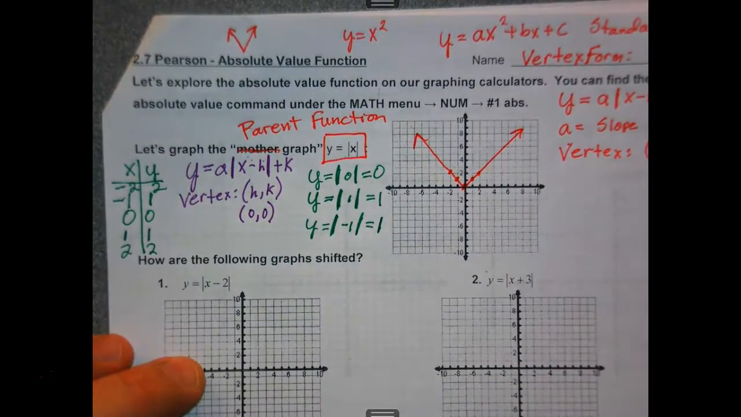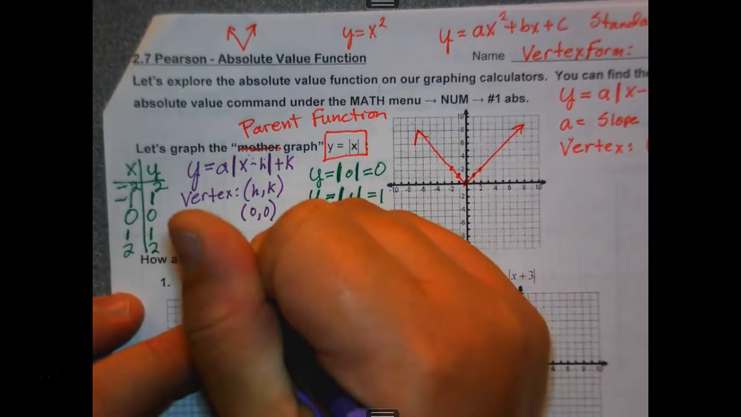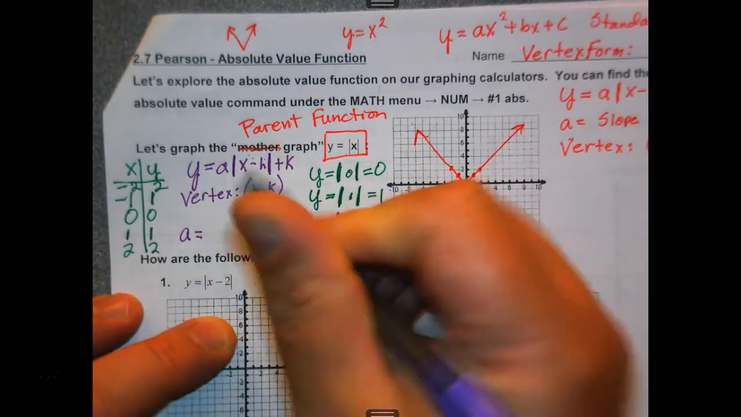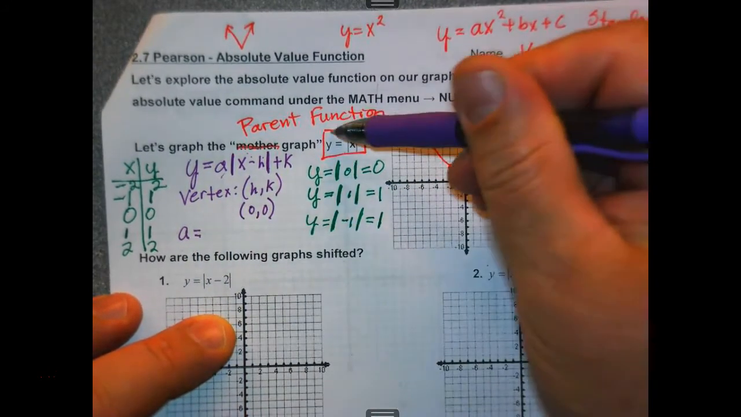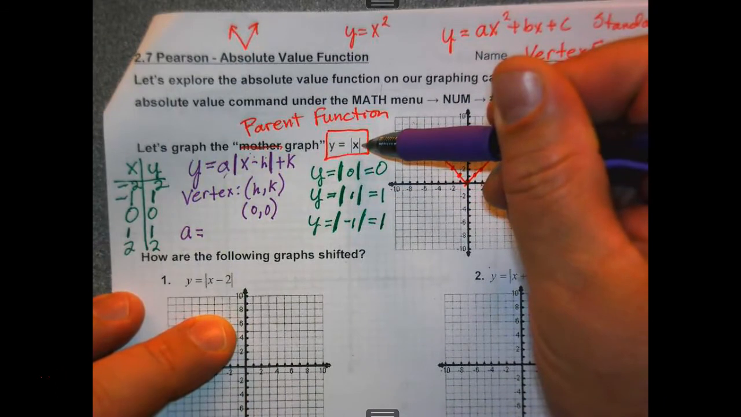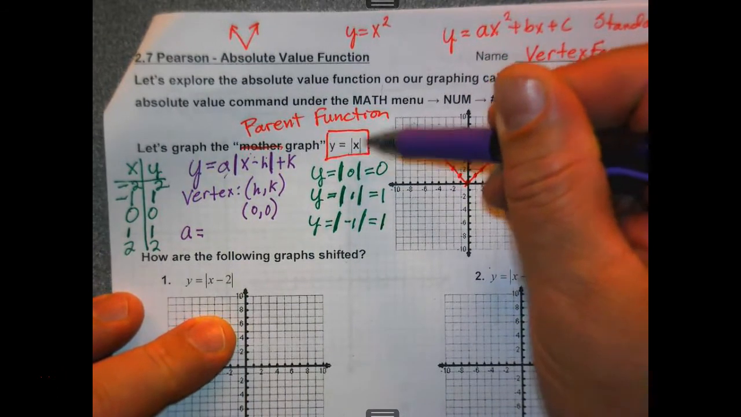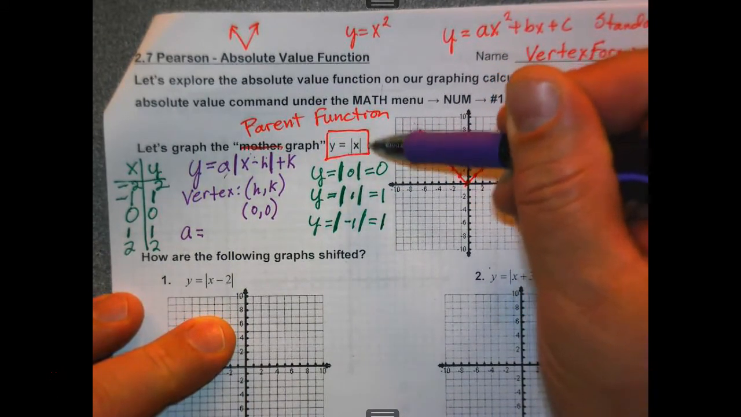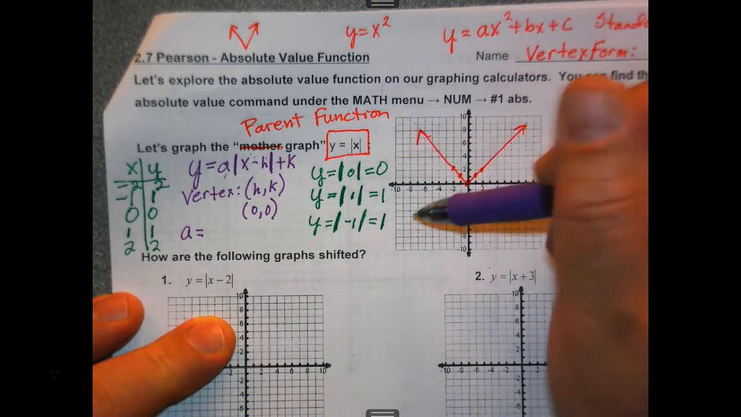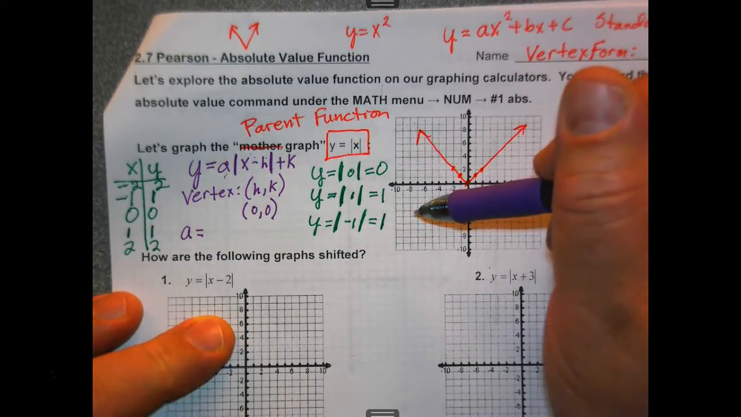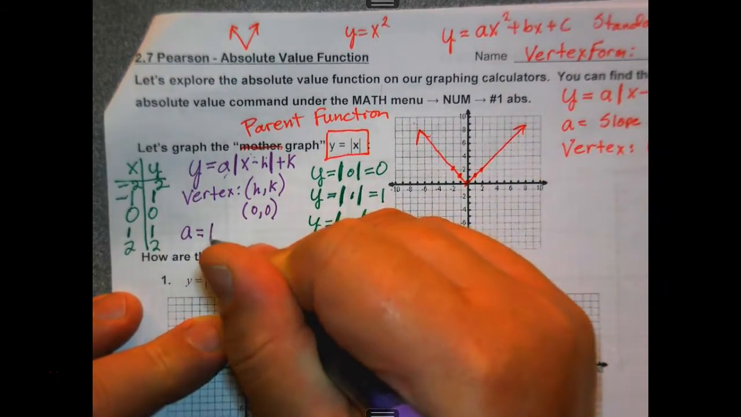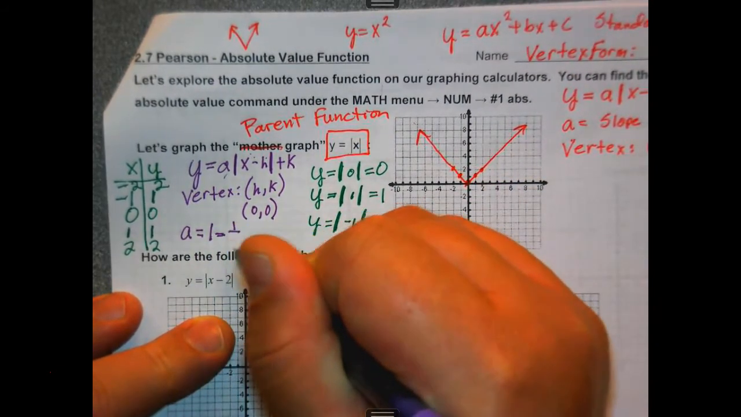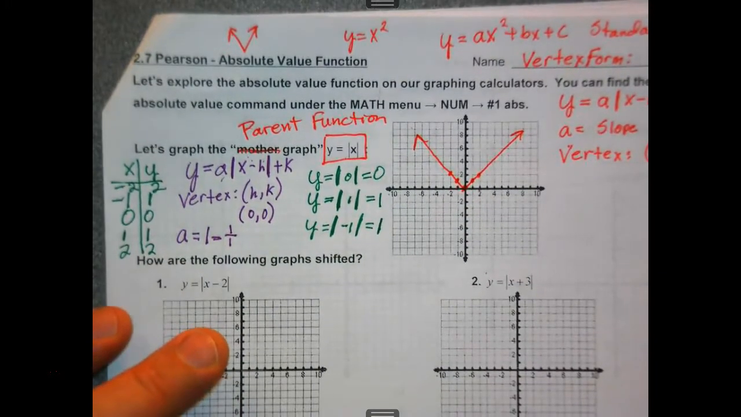Okay. What's my slope? What is it in y equals the absolute value of x? What's this being multiplied by, not to change the value of this function? It has to be 1. So my slope is 1, and we normally write it as 1 over 1. With me?